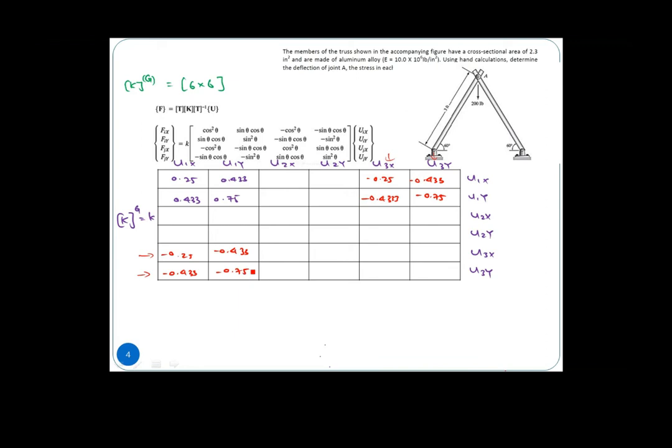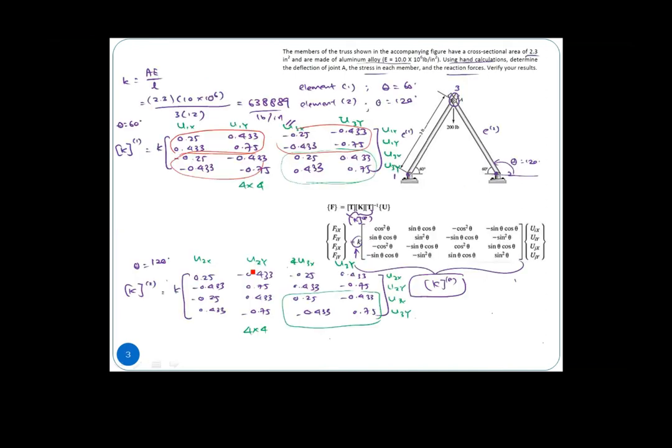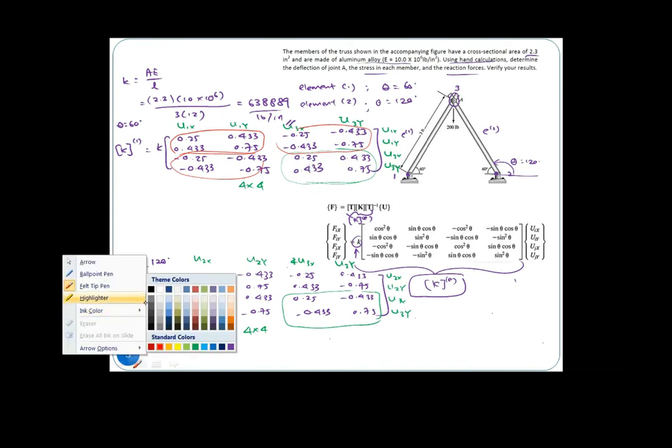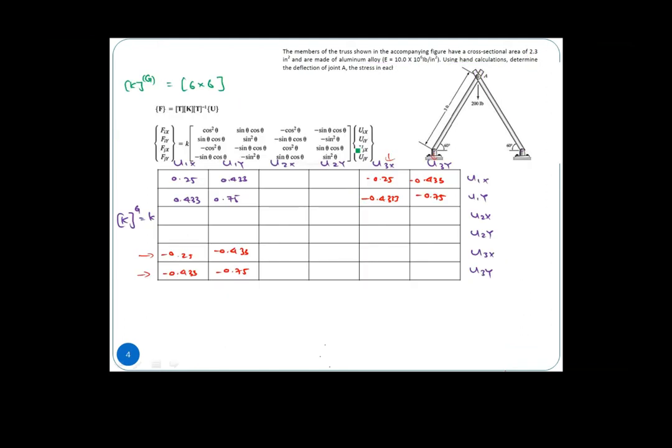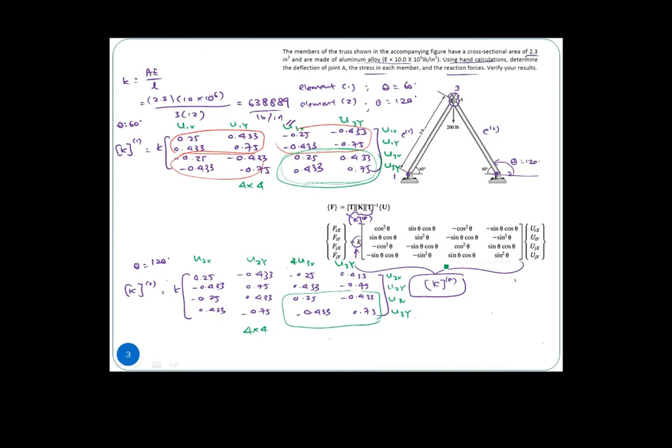Then we have another part, which is node 3, the green one, 0.25. I will draw it again. On node 3, we have this particular part: 0.25, 0.433, 0.433, 0.75. So it's here: 0.25, 0.433, 0.433, 0.75.